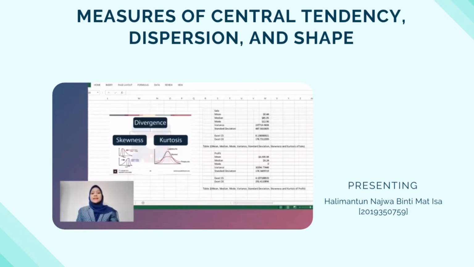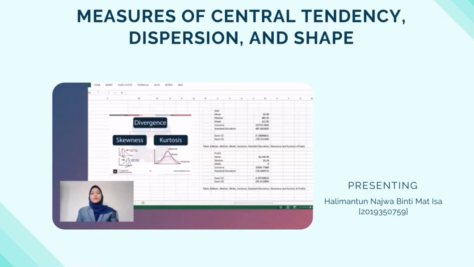The CS is 8.1380800021. It is positive for right skewed data and high degree of skewness. For CK is 176.7311999. It is a big illustration.